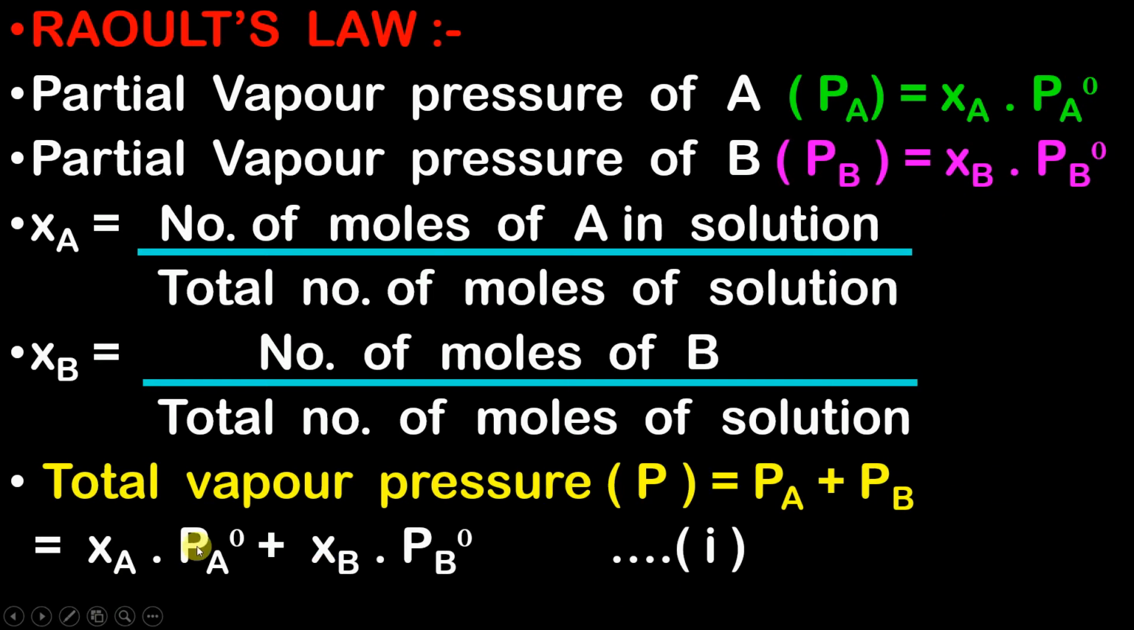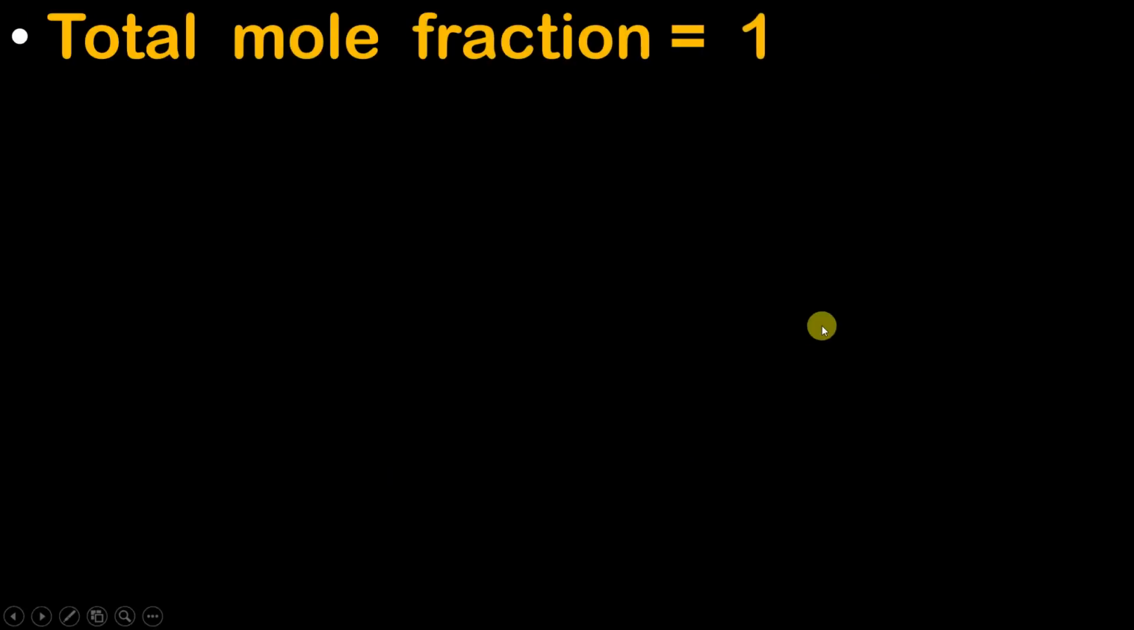And let us name this equation number 1, and let us keep this aside for the next 1 minute. Now, guys, the total mole fraction will always be equal to 1. Why is it equal to 1? That I will tell you after 3 to 4 minutes, because I don't want to break the momentum over here. Okay, so just remember that for 3 to 4 minutes, the total mole fraction will be equal to 1.